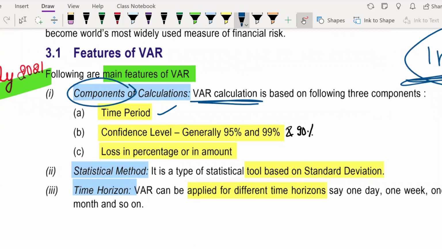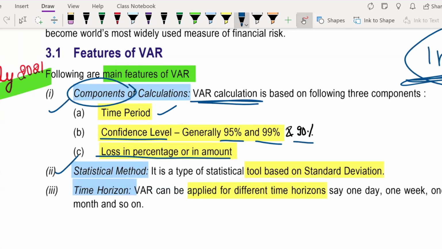So you have a time period, say 1 month, 1 day or 10 days. Then you have a confidence level, that with how much confidence are you saying that this maximum loss can occur? It can usually be 95% confidence or 99% confidence or 90% confidence. These are the usually taken confidence levels. Then loss in percentage or in amount, what you're going to determine. This is what is known as the components of calculation, and this is the first feature of value at risk.